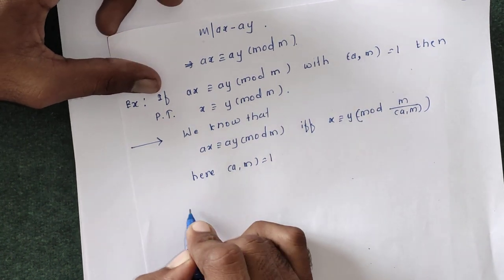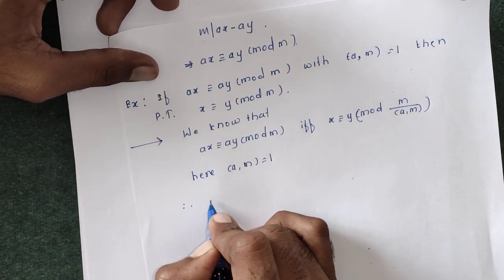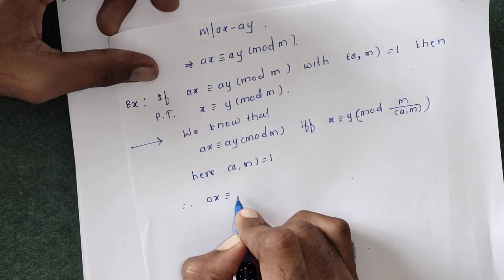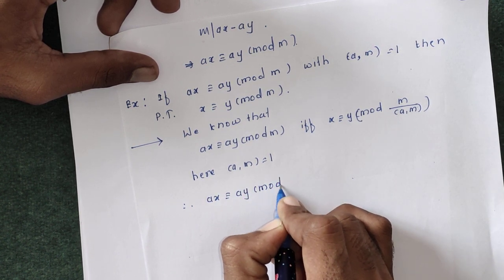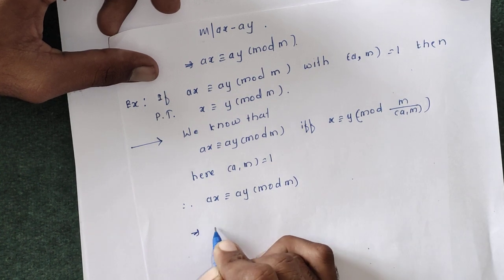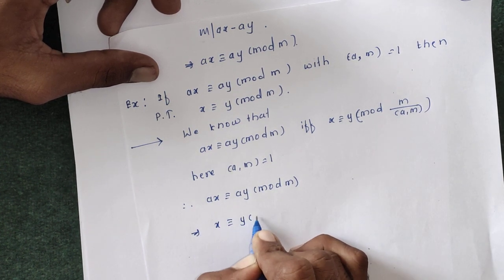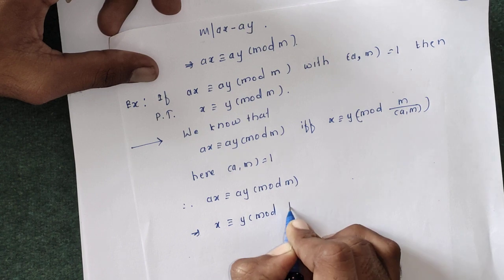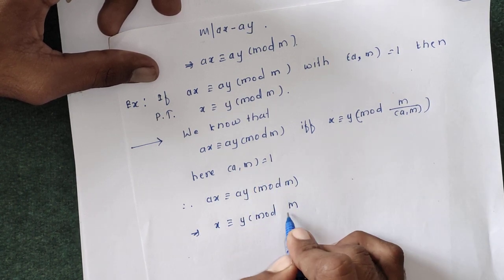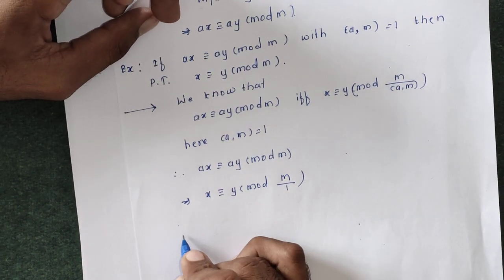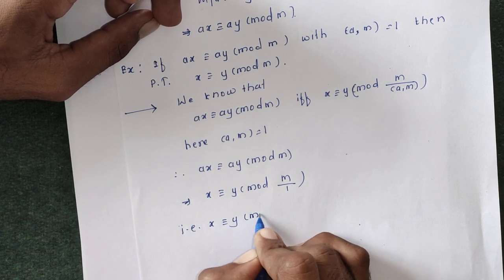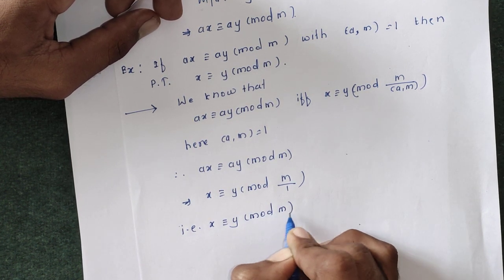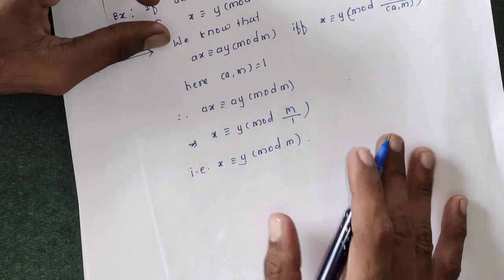Therefore, ax is congruent to ay modulo m implies x is congruent to y modulo m upon GCD of a and m, which is 1. So we can write it as x is congruent to y modulo m. Hence the solution of this example.